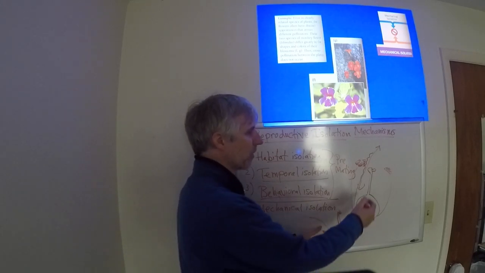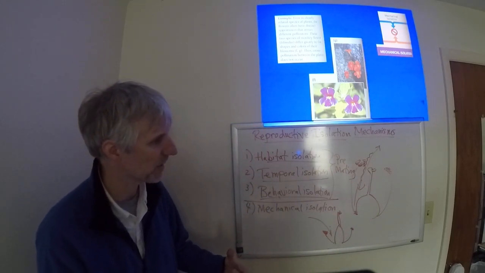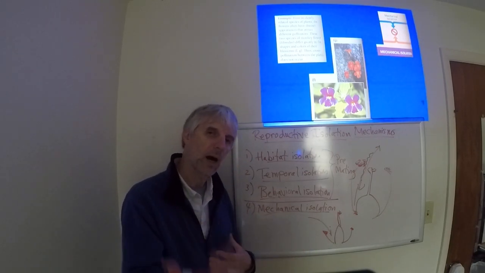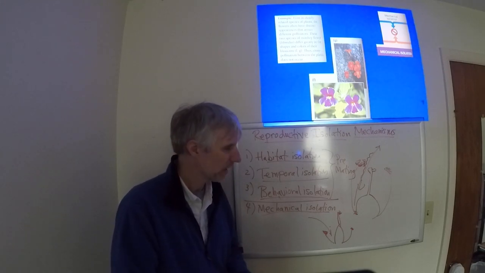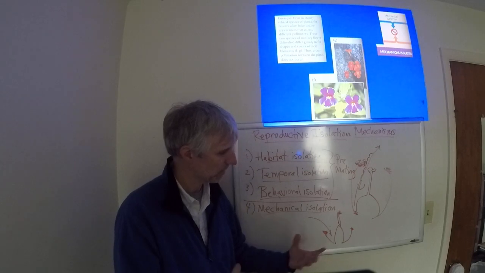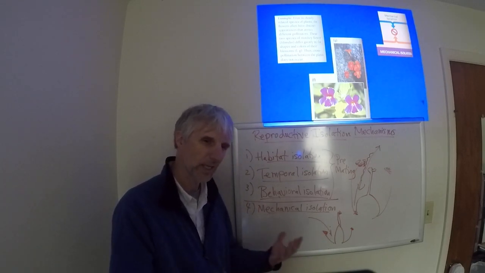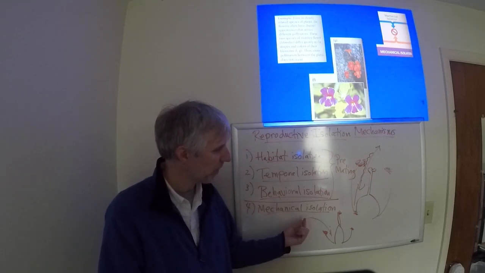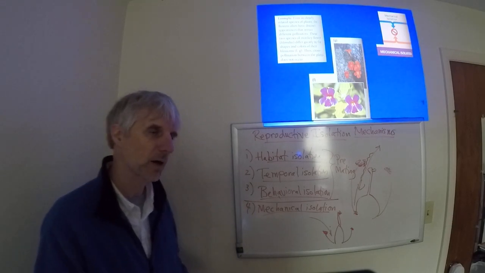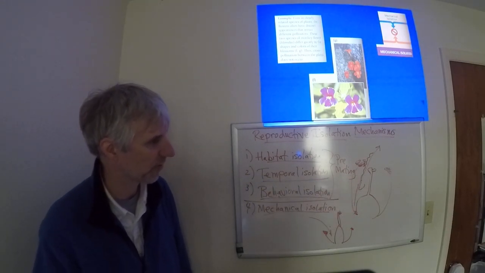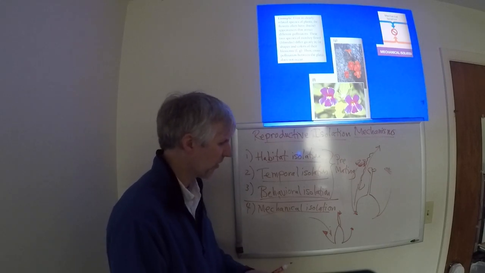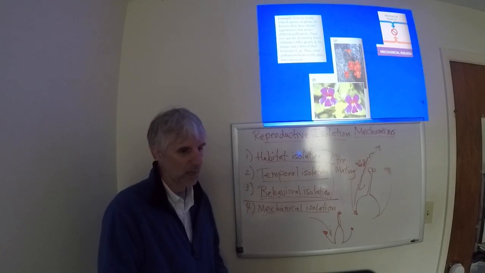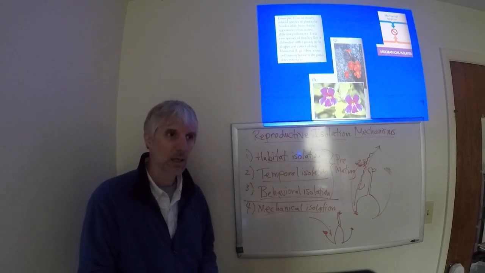pollen. We would refer to this as a mechanical isolation because, in a sense, the mating is still occurring because we're still bringing pollen to that other plant. But because the arrangement of the reproductive parts is different, we're isolating these two populations from each other as separate species because the pollen can't get moved on to the female part if it comes from this other type of flower. Okay?